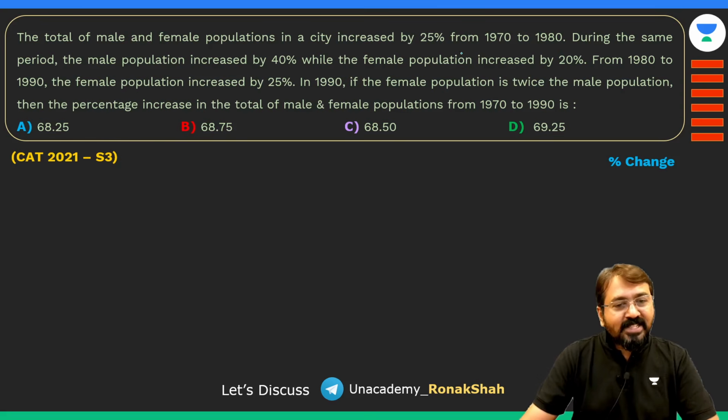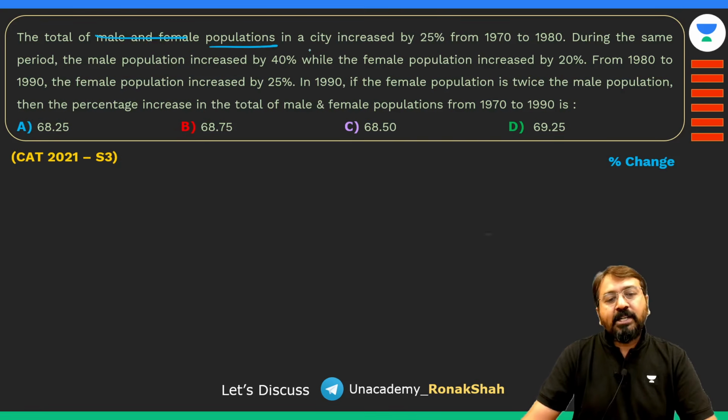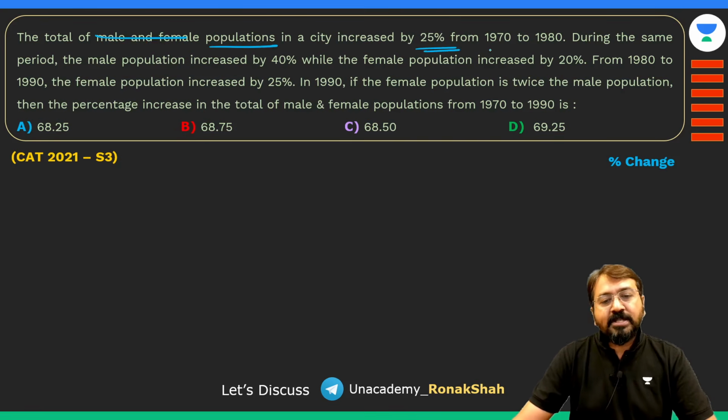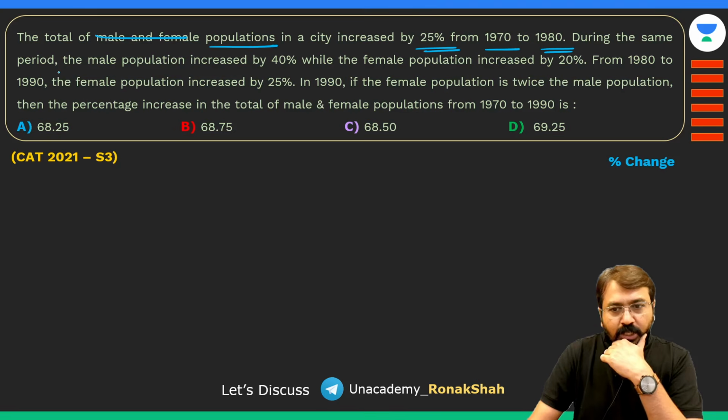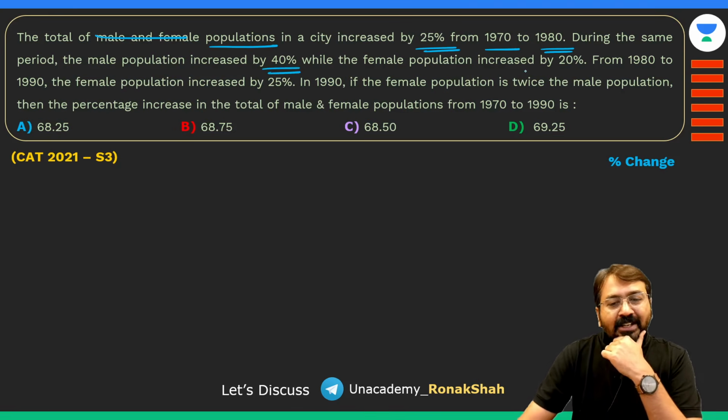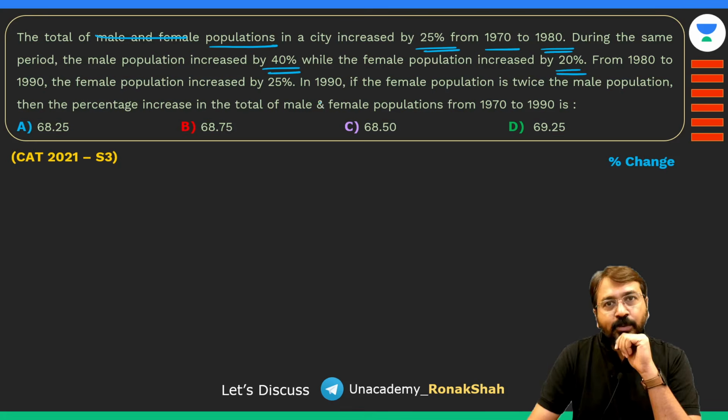Right, so they are saying that total male and female population, that means the total population in a city, increased by 25% from 1970 to 1980, right? During the same period, the male population increased by 40% while the female population increased by 20%. Guys, what can you think of by looking at this? Can I say overall increase is 25%, male percentage increase is 40%, female percentage increase is 20%.